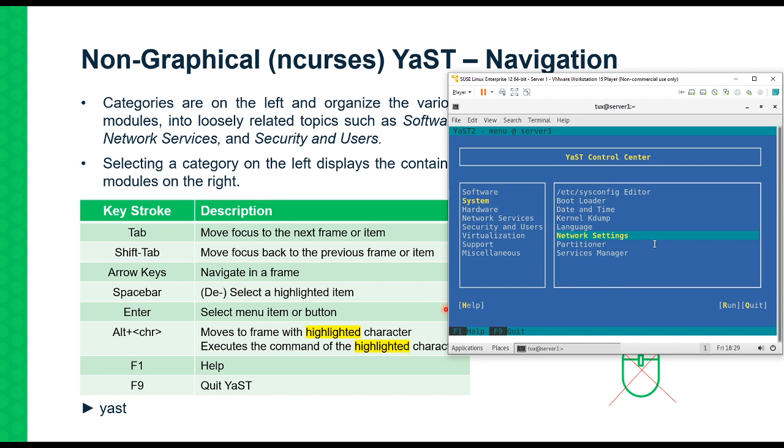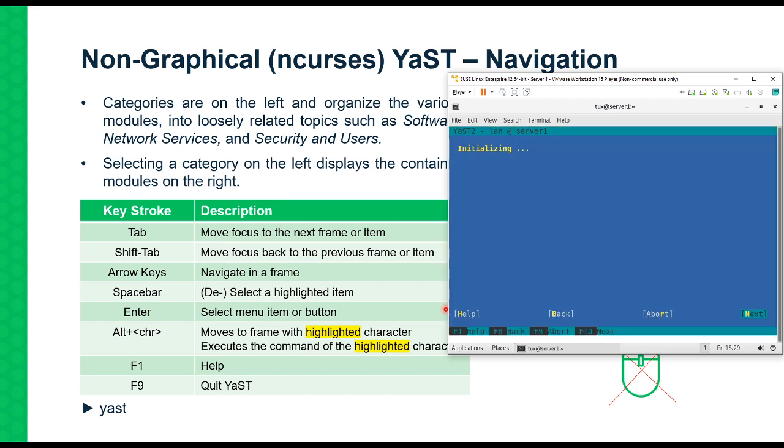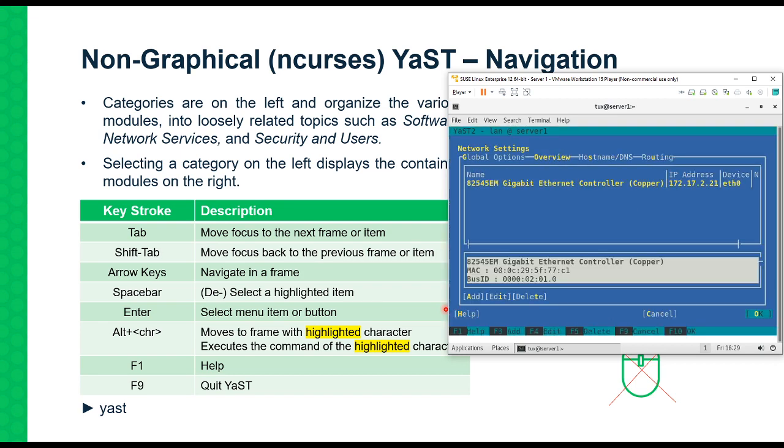Now let's open up our network settings. I know it's already highlighted, so all I'm going to do is enter our network settings. And now it's loading the network config and the network module for us to utilize. We're not going to make any changes yet, but let's see if we can navigate here.